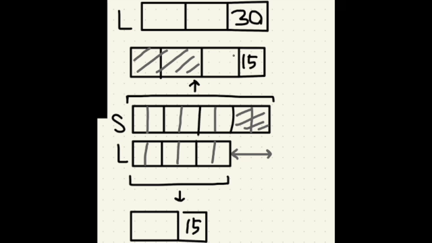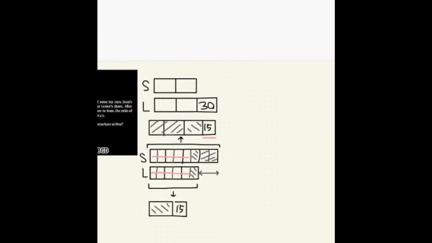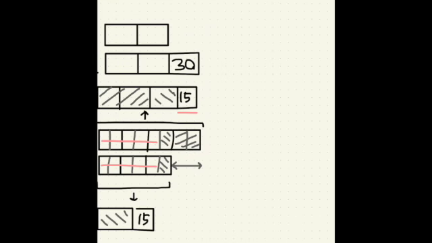Then this unit will be equal to this unit, which will be equal to this unit and this unit. Then 15 will be equal to this part. So with this, we know that 1 pink unit, I write in pink now, because there's 5 of this pink unit. So 5 units will be equal to 15. Therefore, 1 unit will be equal to 3.